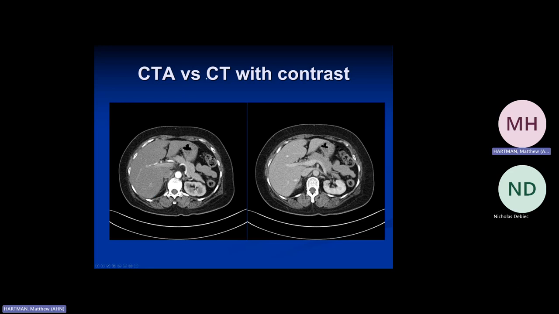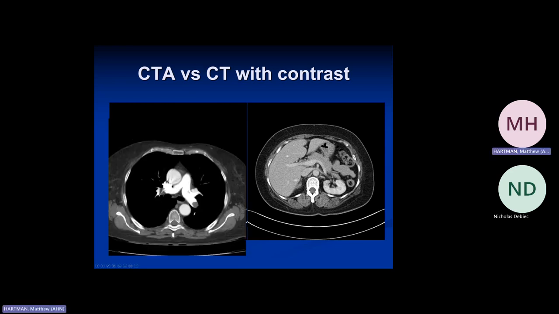You might hear the term CTA versus CT with contrast. The CTA has special reformats done at shorter intervals, and you get very good vascular detail here off the celiac axis. It's usually done during the arterial phase, whereas just a regular CT with contrast will be done during the portal venous phase. And you get a pretty good look, but not as sharp as with the CTA. Again, this will be more radiation and usually multiphasic.